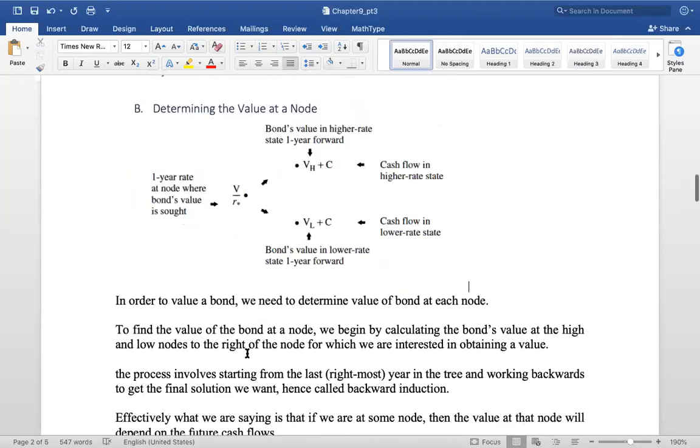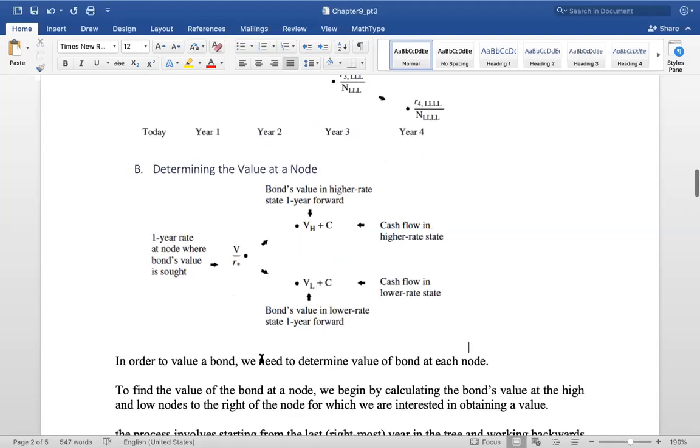So now, in order to value a bond, we need to determine the value of the bond at each node. We have just discussed the value of the interest rate at each node. To find the value of the bond at the node, we begin by calculating the bond value at the high and low nodes to the right of the node for which we are interested in obtaining the value. So for example, if we want to calculate the value here, first we need to calculate the value at a high node and a low node. So first we have to determine the bond's value here, and only then will we be able to calculate the bond's value here at the root.